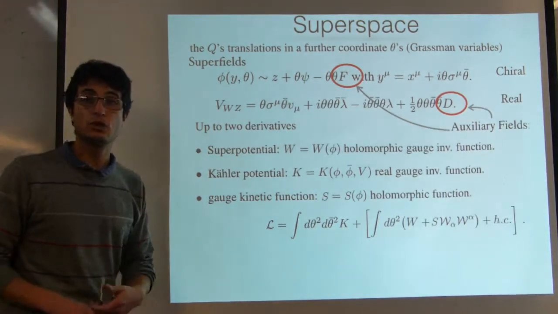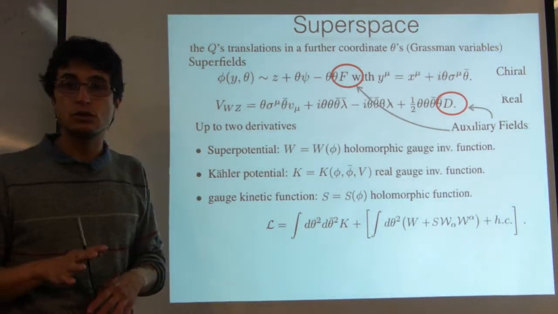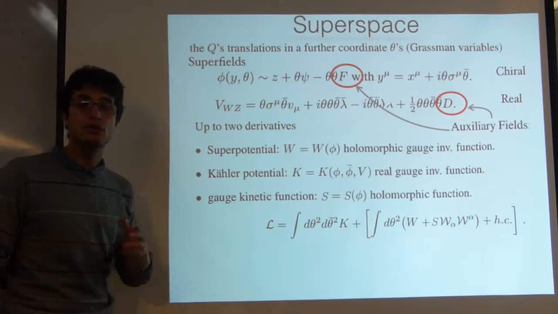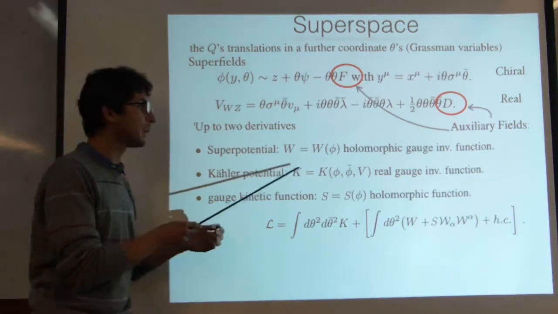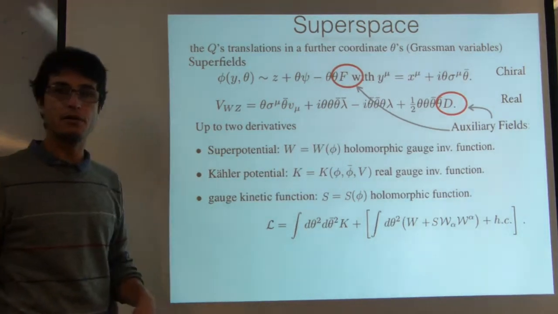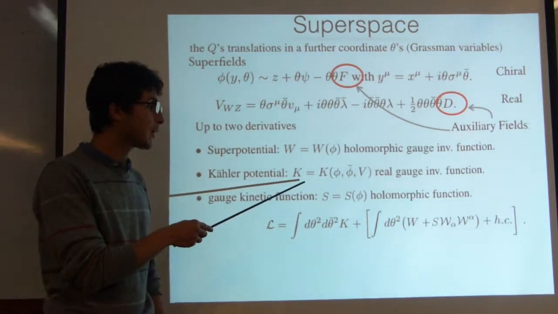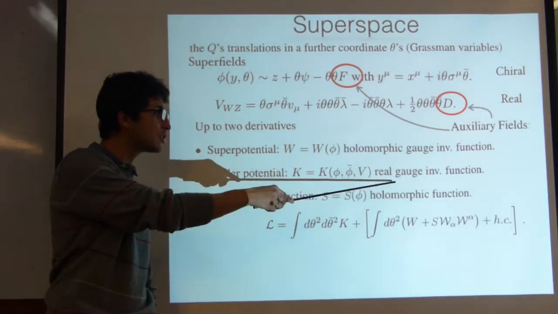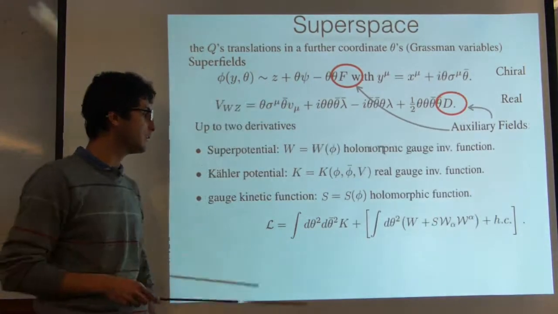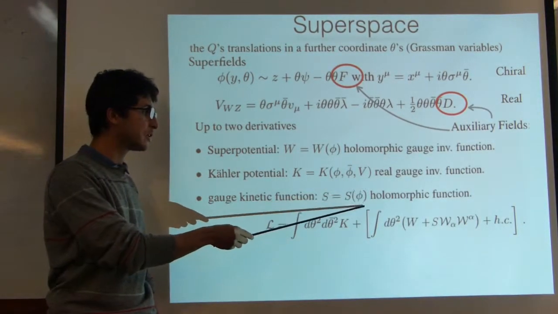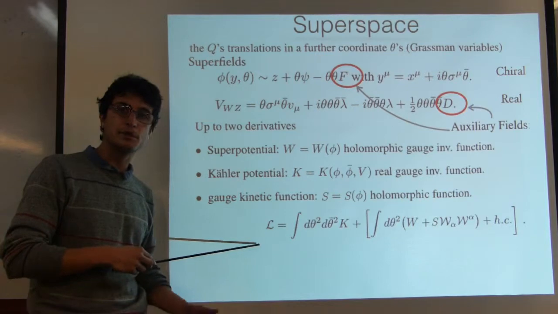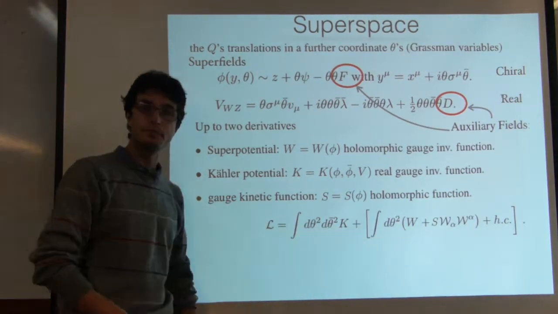So in superspace, you can write any Lagrangian of any supersymmetric theory up to 2 derivatives using only 3 elements. The first one is the superpotential that depends on the chiral fields and is a holomorphic gauge invariant function. The second one is the Kahler potential, that is a real function that not only depends on the chiral fields but also can depend on the real fields. And the gauge kinetic function is a holomorphic function as well. So any supersymmetric theory up to 2 derivatives can be written in this way.